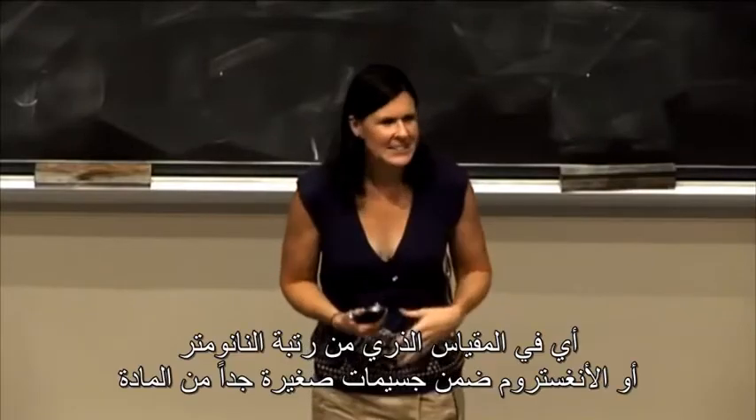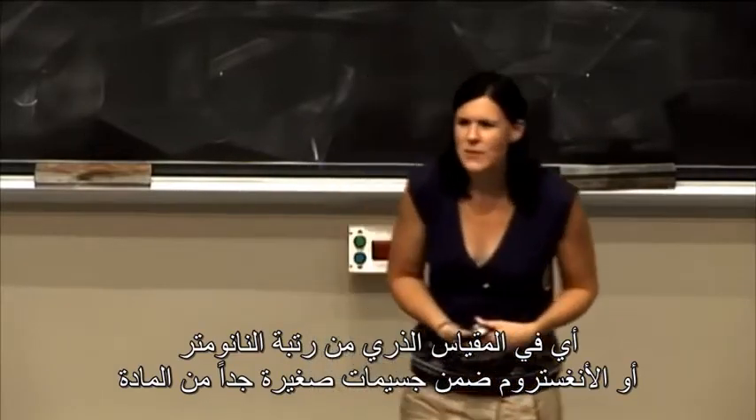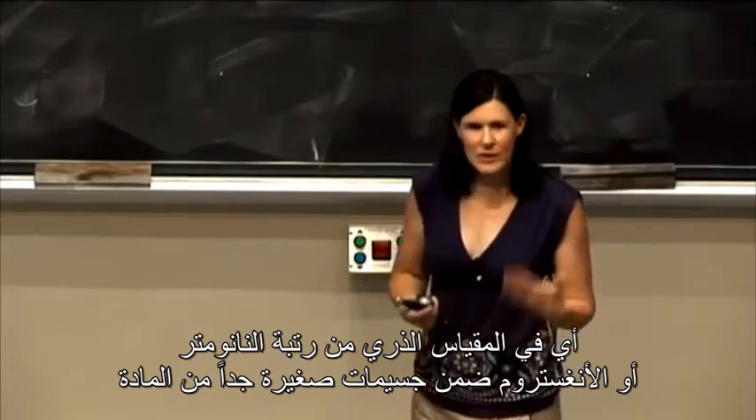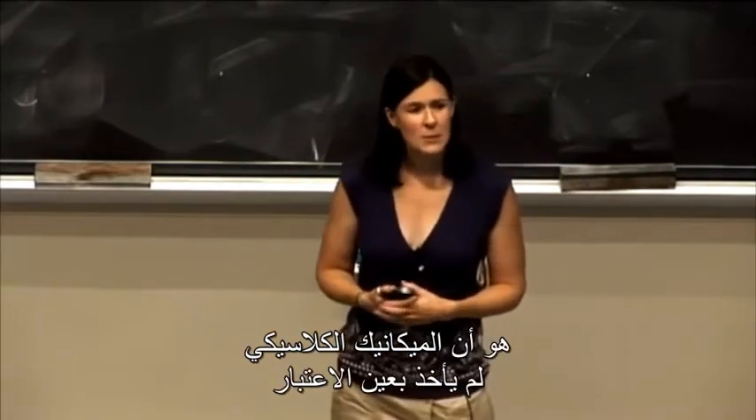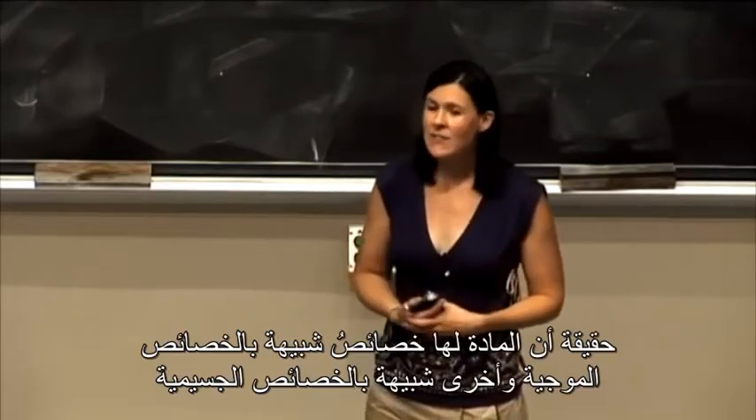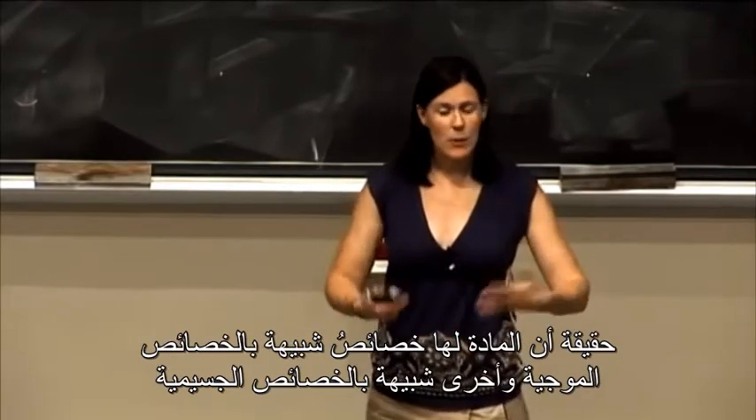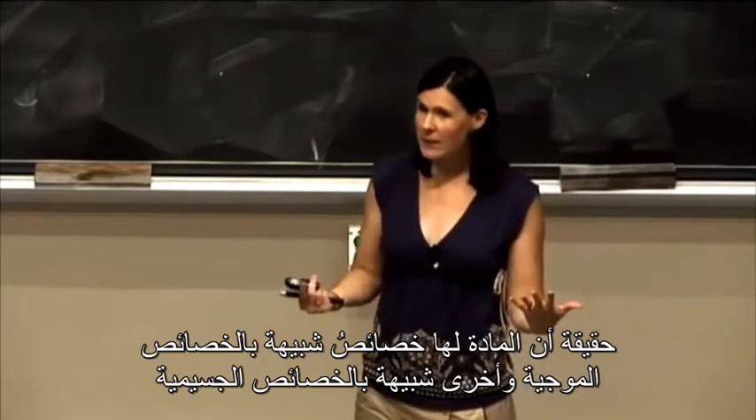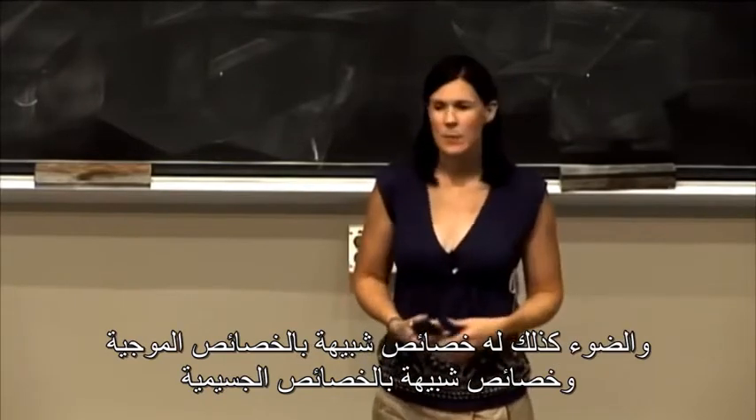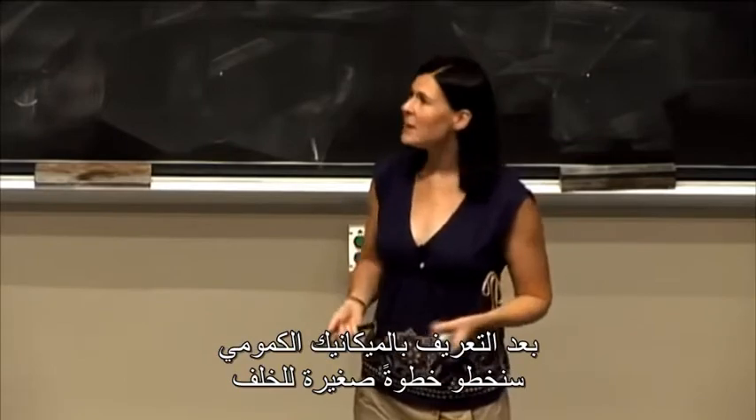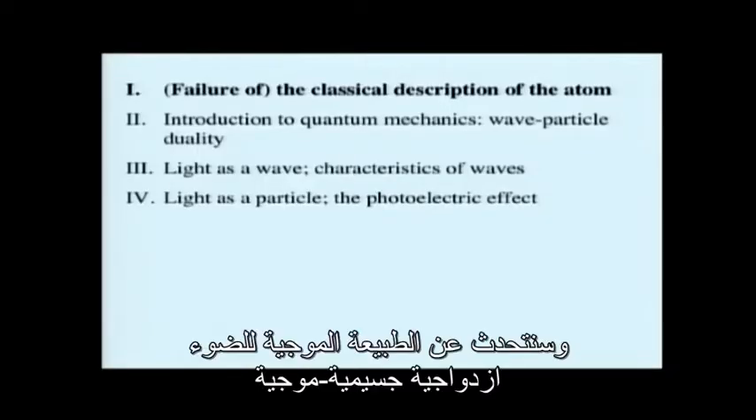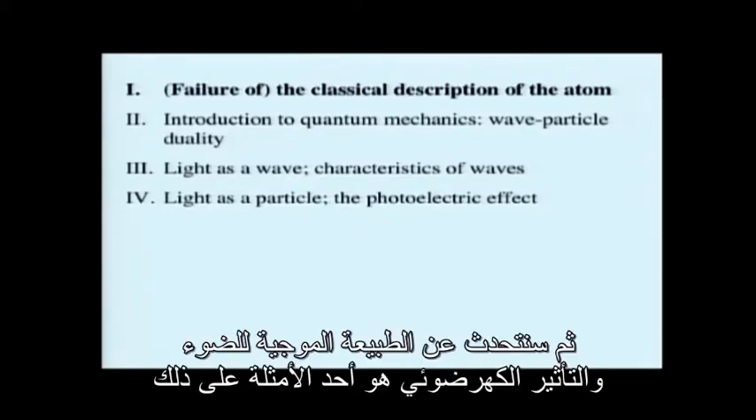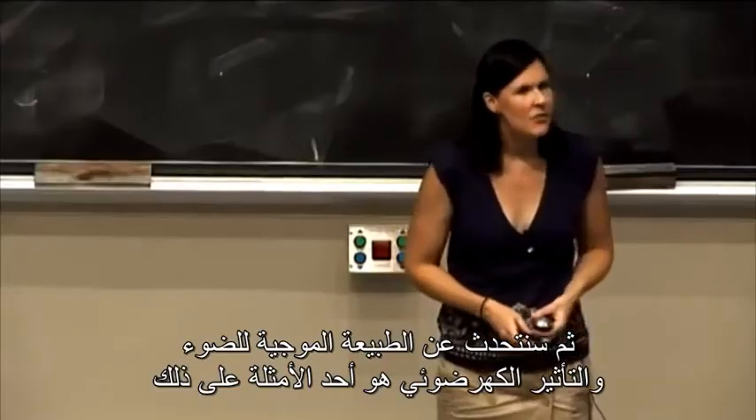So on the atomic size scale, on the order of nanometers or angstroms, very small particles. The reason that quantum mechanics is going to work where classical mechanics fails is that classical mechanics did not take into account the fact that matter has both wave-like and particle-like properties, and light has both wave-like and particle-like properties. So we'll take a little bit of a step back after we introduce quantum mechanics and talk about light as a wave and the characteristics of waves, and then light as a particle. One example of this is the photoelectric effect.